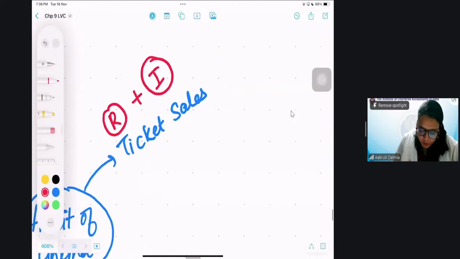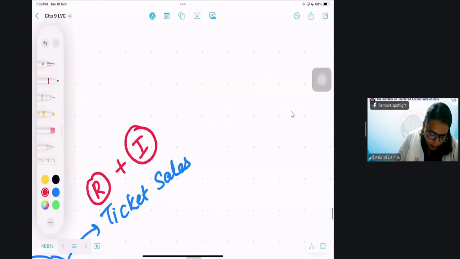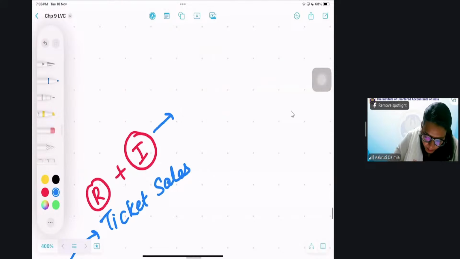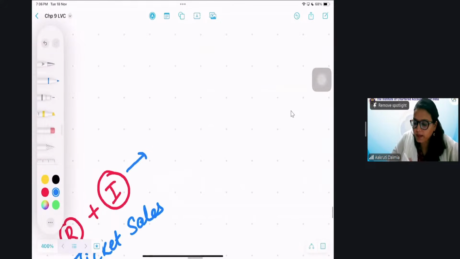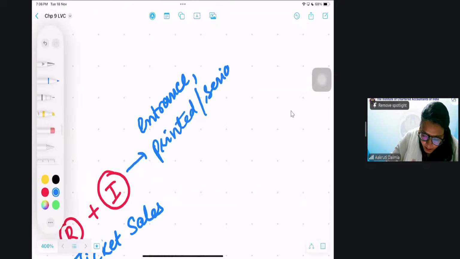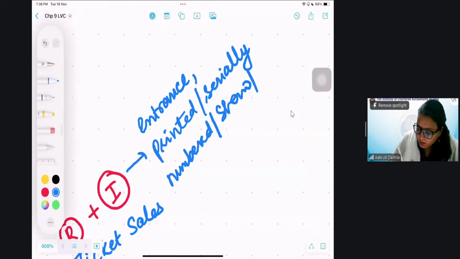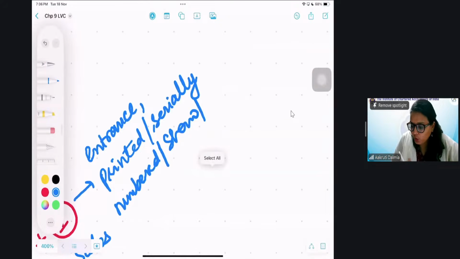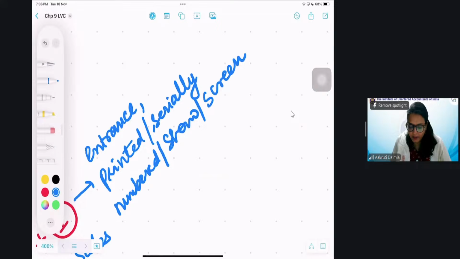Let's talk about internal control system points. There should be a proper mechanism of entrance, then printed tickets, serially numbered tickets. It should have proper show time. It should have proper screen number. All these things should be there in detail.